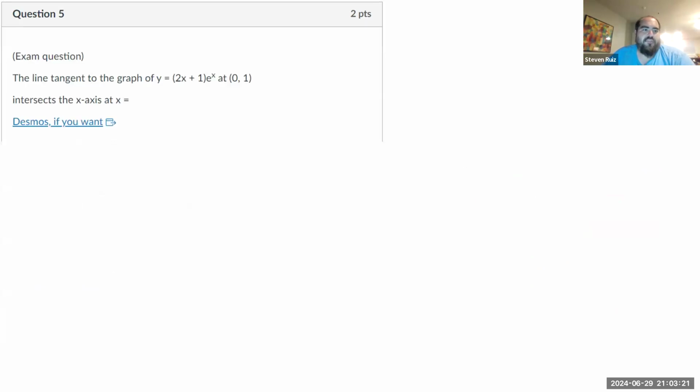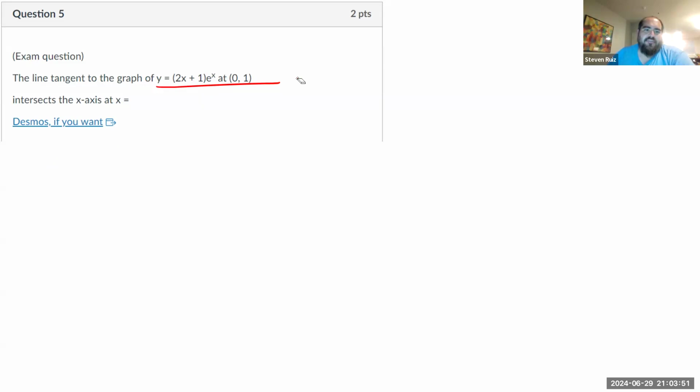Right? Moving on to question 5. All right, so now I'm given a function or a curve in y and x, and the line tangent to the graph of y intersects the x-axis. Okay, so got a couple of steps to enact here. So the first thing I want to do is I need to know what the line tangent to this curve is. So how do I do that? That is going to come from me taking a derivative.